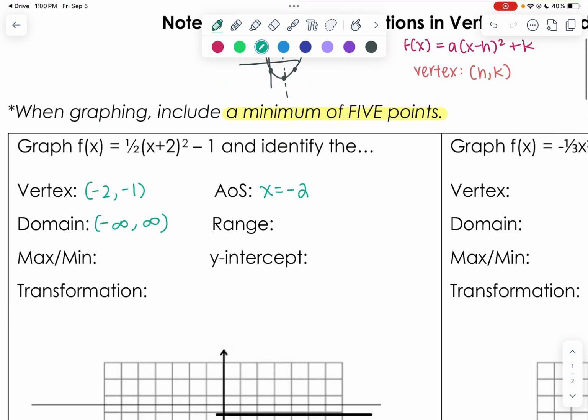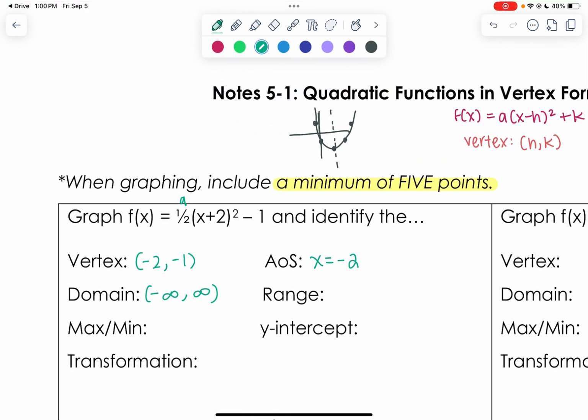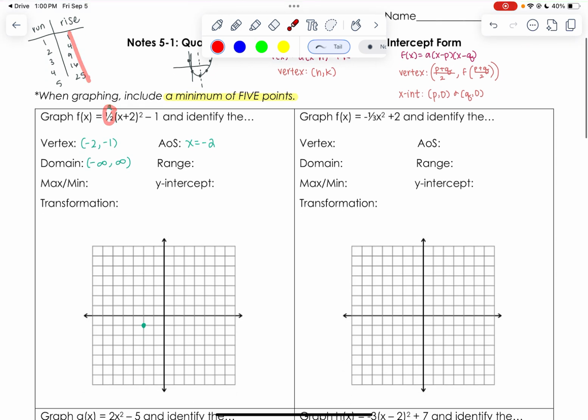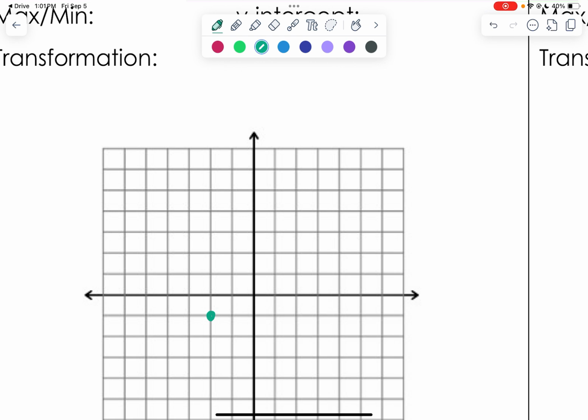And I know that my A is 1/2. So this goes back to that rise run thing that I was just talking about a second ago. If it was 1, 1, 2, 2 squared is 4, 3, 9, 4, 16, 5, 25, where this is your run and this is your rise, okay? This half is going to half all of these numbers. So from my vertex, I'm not going to go over 1 up 1 anymore, okay? I'm going to go over 1 up 1/2 because it was vertically compressed.